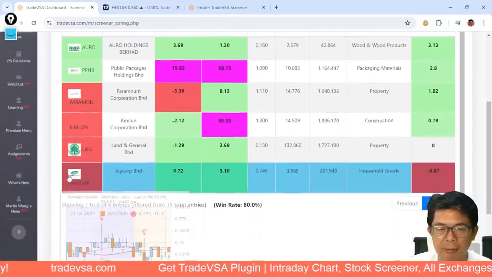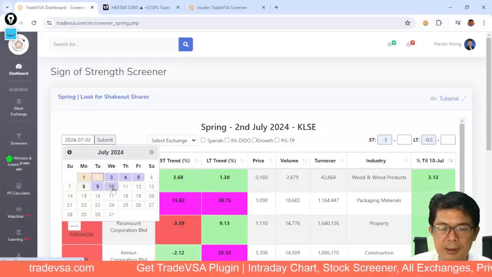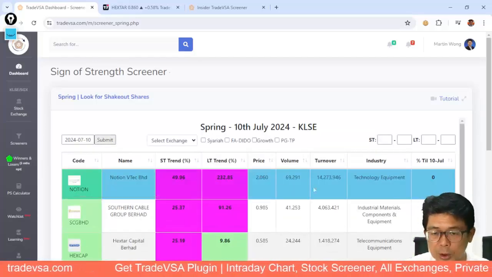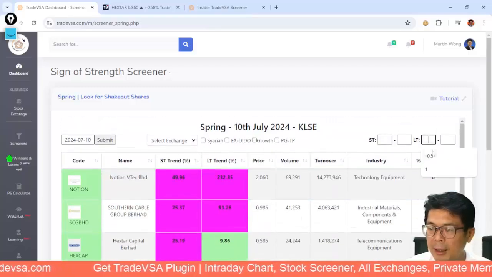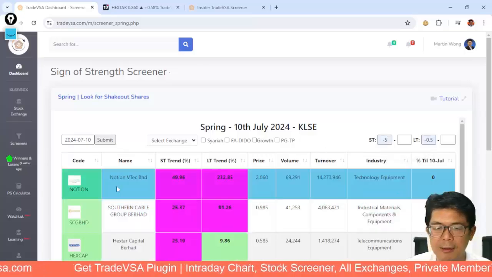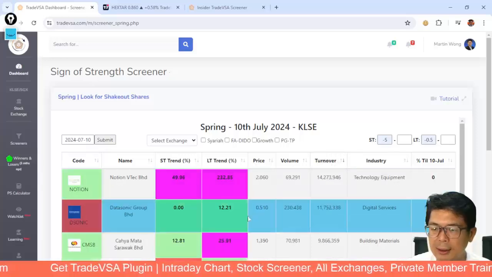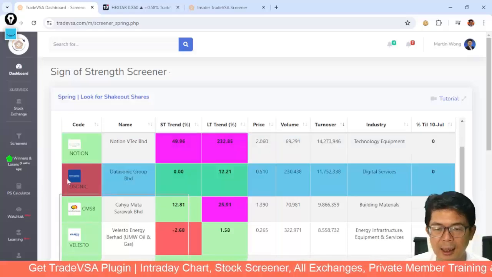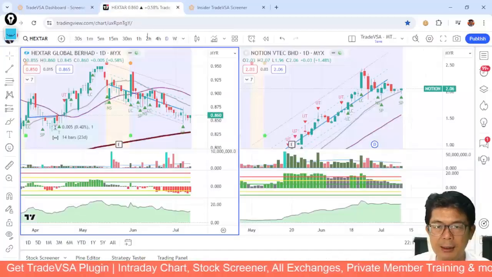L and G, L and G don't have. It's okay. So let's look at on the 10. Let's say you want to trade the spring. All right. Yeah, we got Notion already just now, right? Notion. Then we use this minus 0.5 and minus 5 to ensure we have that. And we'll pick the highest turnover and we go from there. Okay, so Notion VTech, I think we discussed that. D-Sonic not so good. How about Chaya Mata? CMSB?